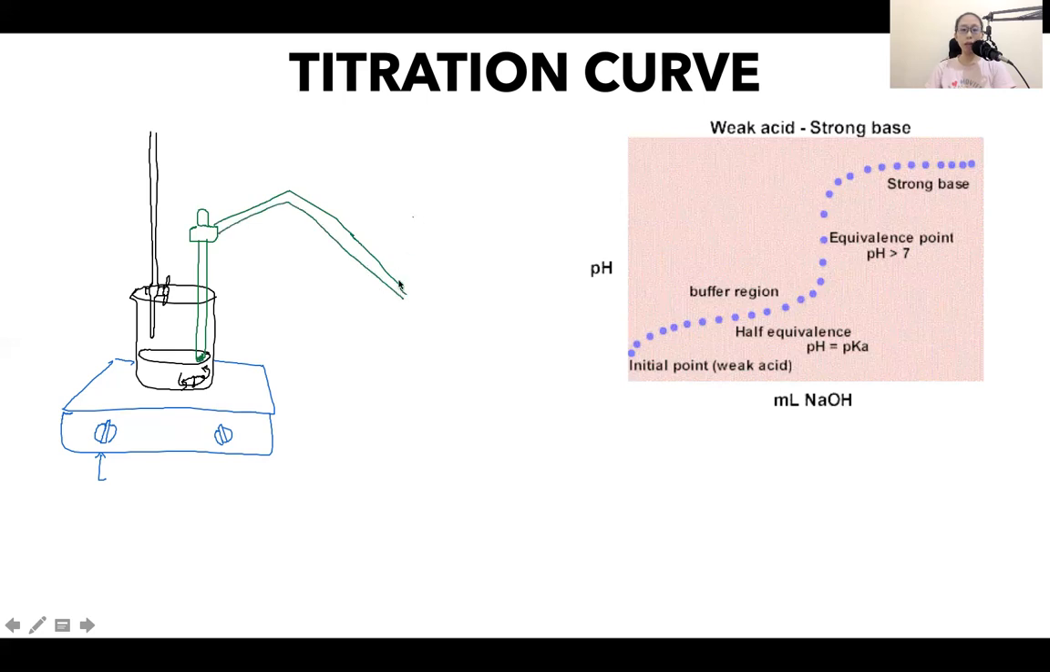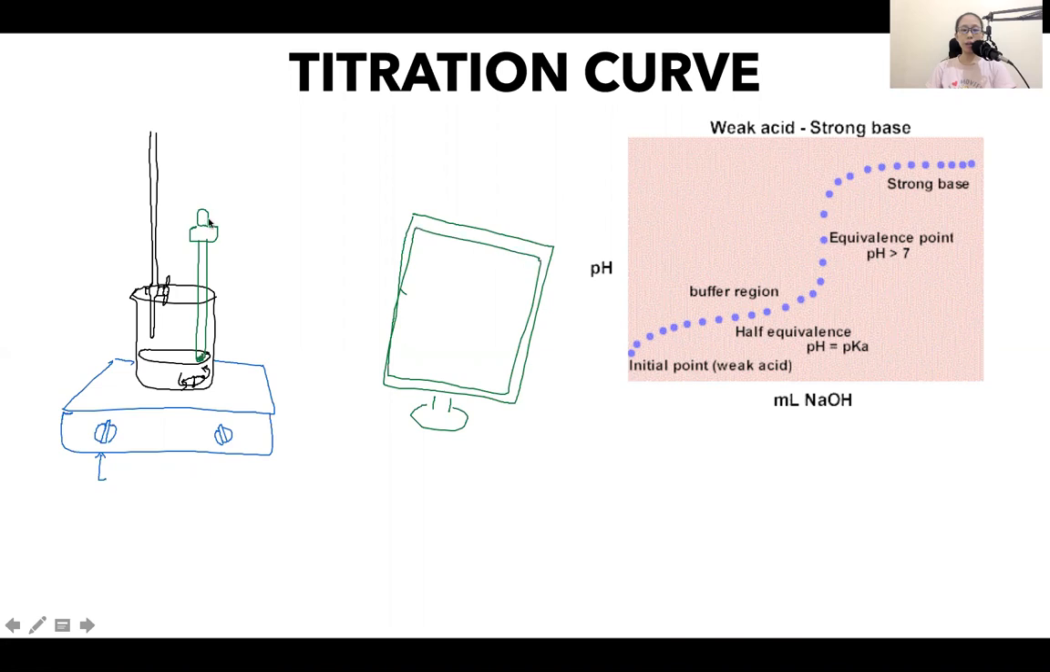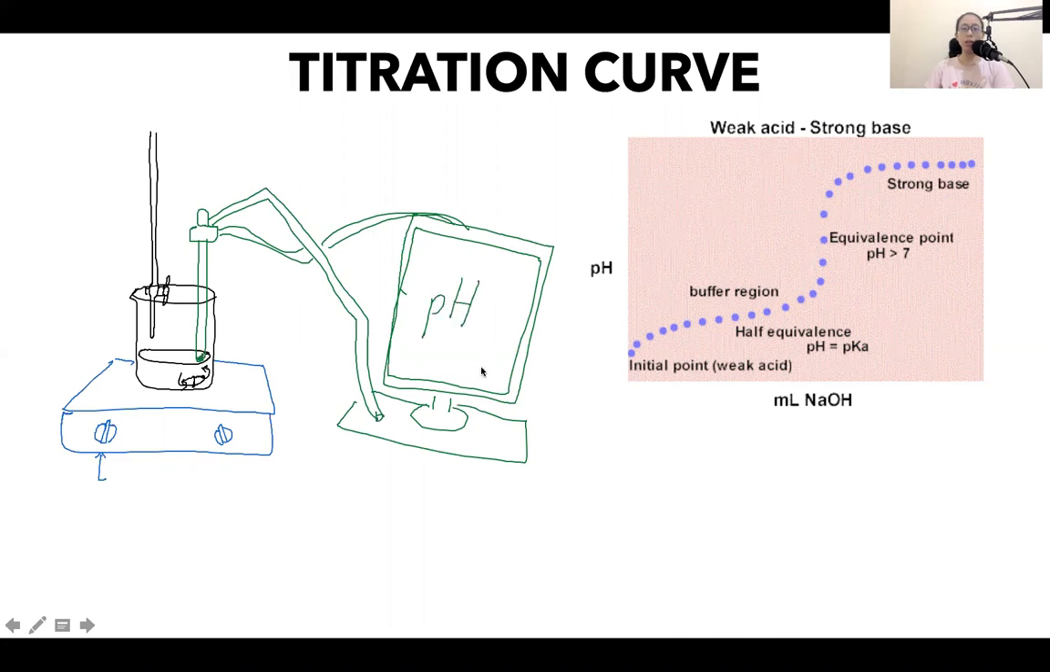In our lab, it looks like a tablet. Let me erase these lines. So it looks like a tablet, and then you have the base there, and the tablet, and then your probe. It has a stand connected to our tablet. And then, of course, it has wires connected to our interface so that its detection of the hydrogen ions is displayed as pH on the tablet.